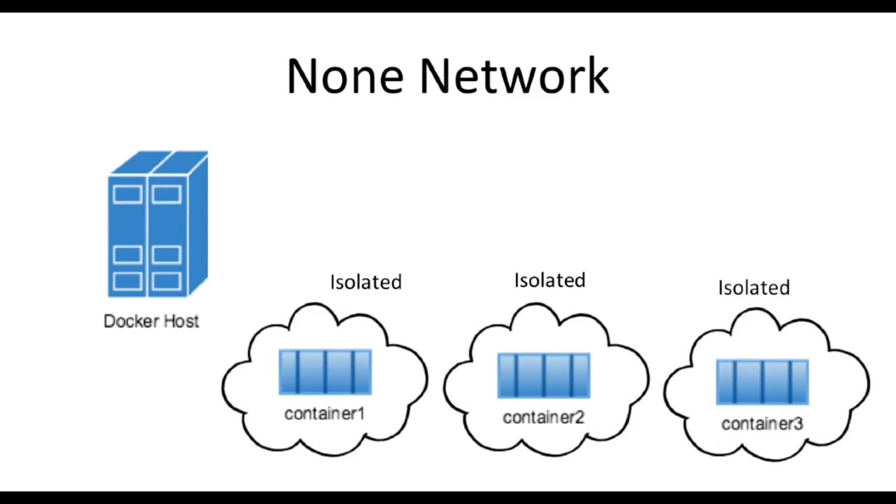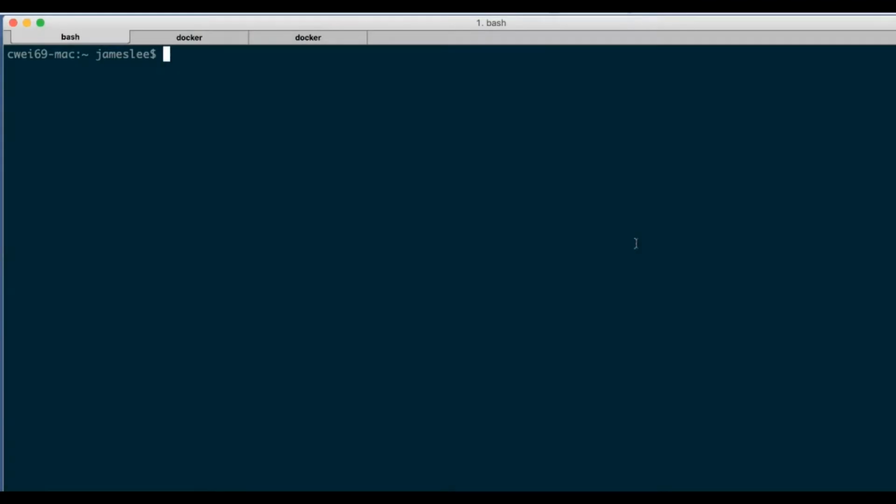Let's see it in action. In order to create a closed container, we can use the --net none option in the docker run command. Here, we do docker run --net none busybox sleep 1000. This should start up a closed container in the non-network from the busybox image. Sleep 1000 should keep the container in running state.